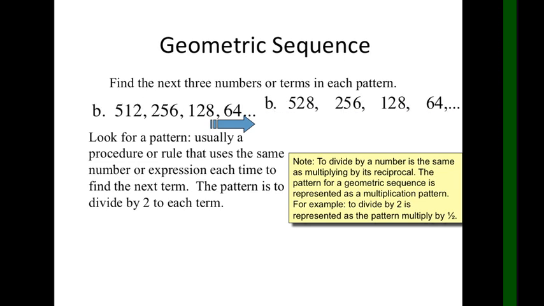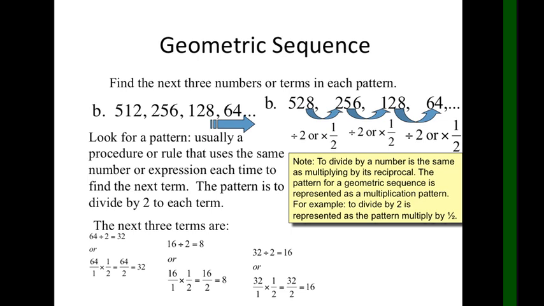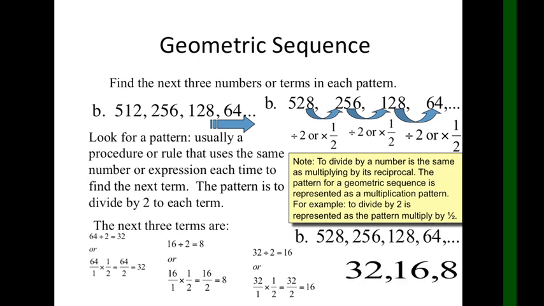So therefore, it can be divided or multiplied. So we have divide by 2 or times 1/2. Again, divide by 2 or times 1/2. Same with this. So the question is, what will be our next three terms? So our next three terms will be 64 divided by 2, 32 divided by 2, and 16 divided by 2. 64 divided by 2 is 32. 32 divided by 2 is 16. And 16 divided by 2 is 8. Therefore, the next three terms are 32, 16, and 8.